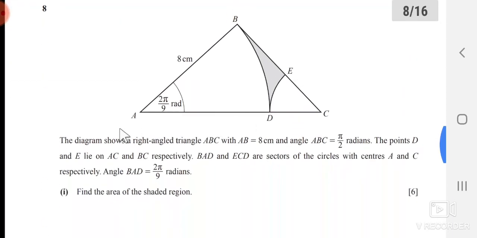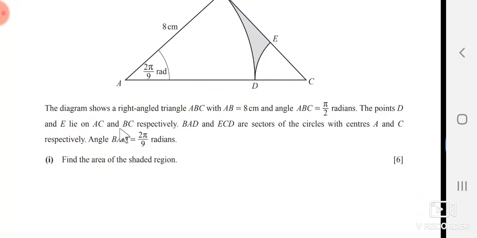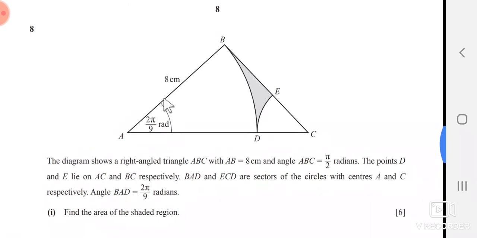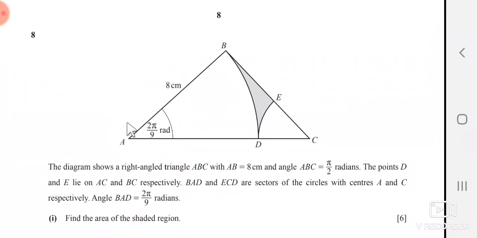Next question, my dear. This is question 8, and this is again a very simple question. Find the area of the shaded region. Actually, to calculate the area of the shaded region, he told us that this is a right angle triangle. Even if it does not mention it, this is a tangent, and radius and tangent make 90 degrees.